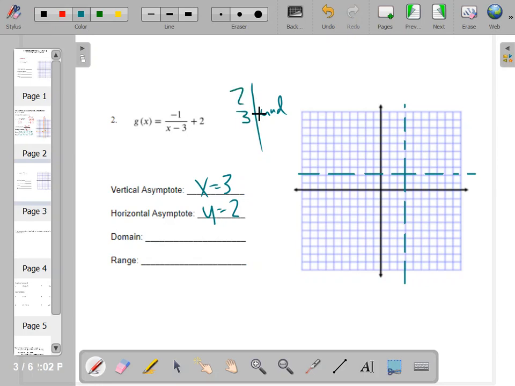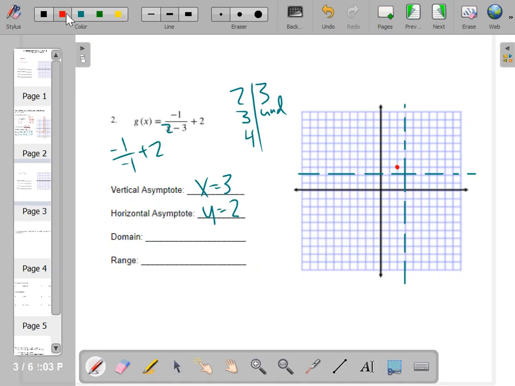1 to the left of 3 is 2. 1 to the right of 3 is 4. Now I plug that in. 2. -1 over 2 minus 3 is also -1. So -1 divided by -1 is +1. 1 plus 2 is 3. 2, 3 puts us right here.